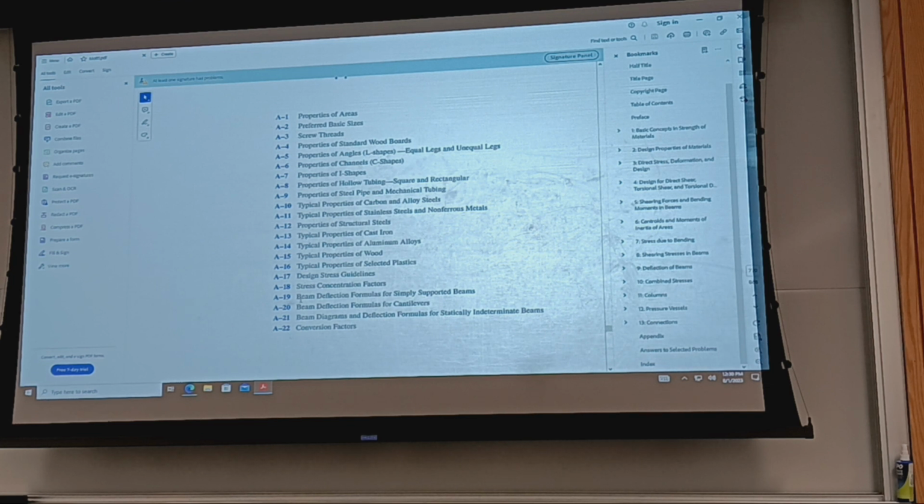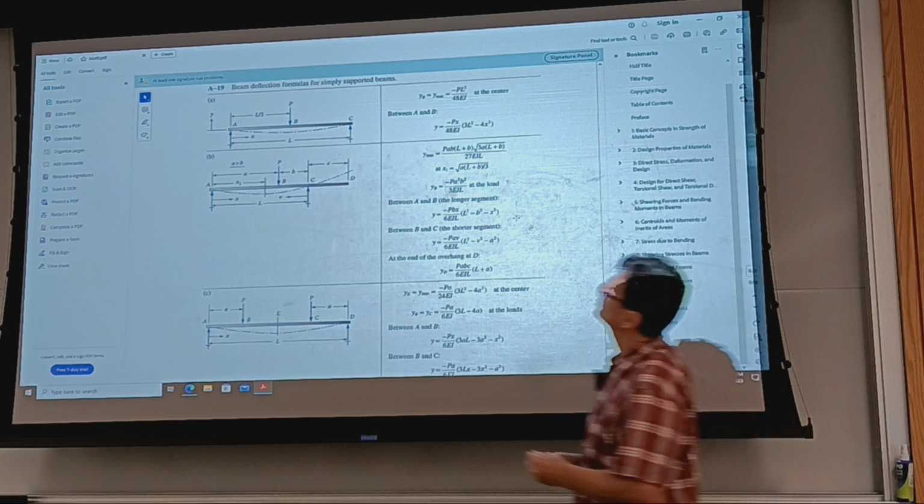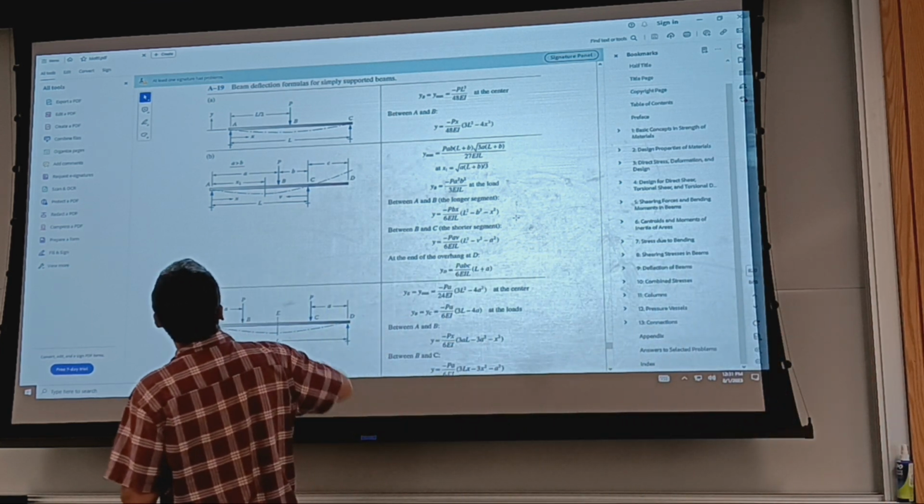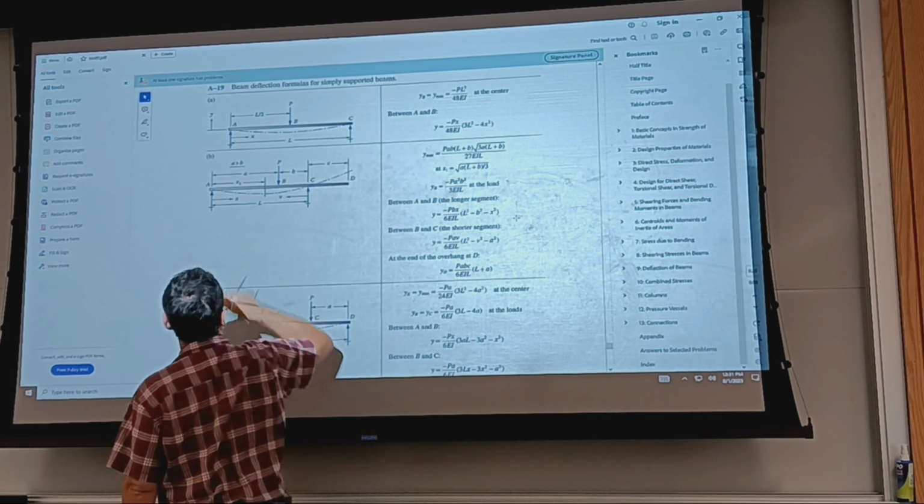So it says beam deflection formula for simply supported beam, beam deflection formula for cantilever beam, and beam deflection formula for statically indeterminate beams. So let's look at them and see how we can make use of them. This would be the very first one, lowercase a. It's a simply supported beam with a load P in the middle.